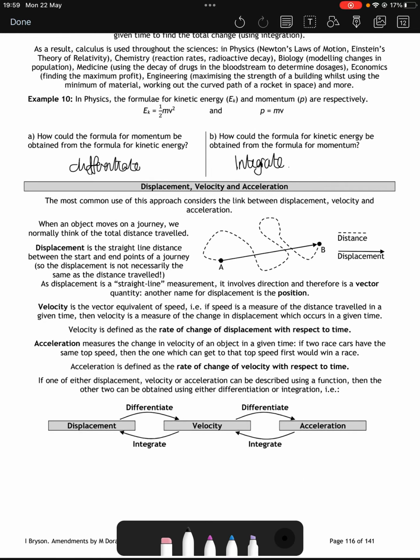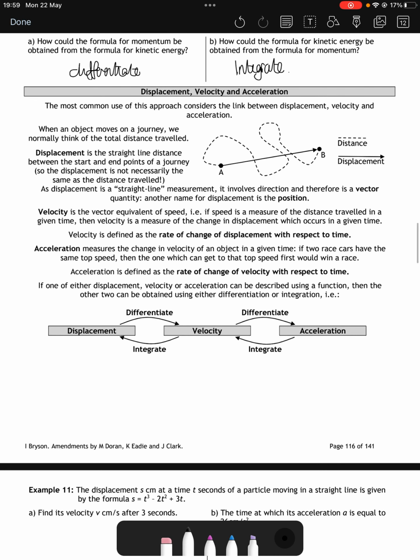The more common one is displacement, velocity, and acceleration. So think of displacement basically as a journey. It's a vector. It also has a direction. So velocity and displacement have directions to them. So the speed is like an instantaneous speed, but the velocity also says where it is heading. So the connection between them is displacement differentiates to velocity, and that differentiates to acceleration. And then obviously to go back the other way, we go acceleration to velocity to displacement.